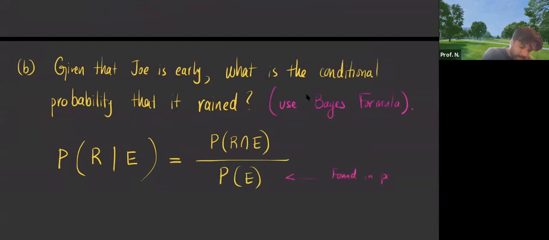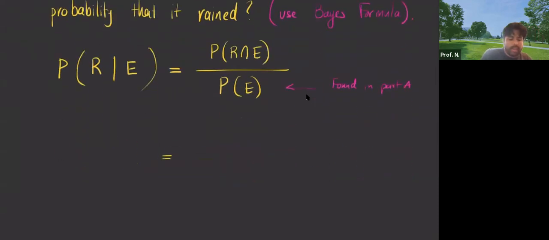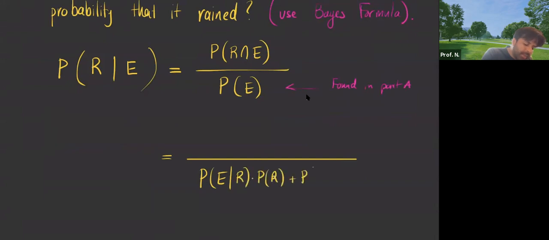Found in part A. Just to give you the formula: Bayes' formula is really an unfurling of conditional probability. If you know conditional probability, you can work your way into Bayes' formula. The probability of E is the probability of E given that it was rainy times the probability that it rained, plus the probability that he's early given that it's non-rainy times the probability that it's non-rainy. Now what's going to be the numerator?